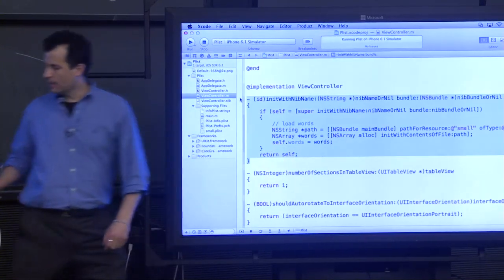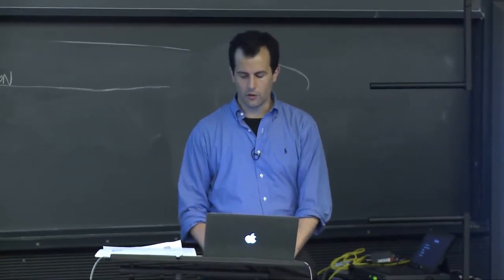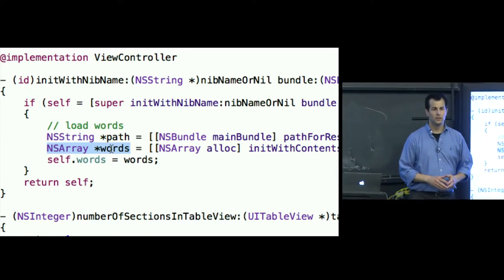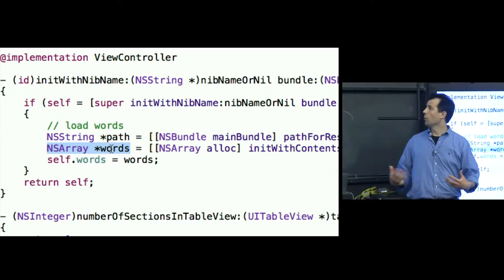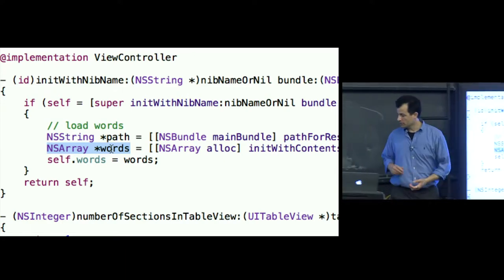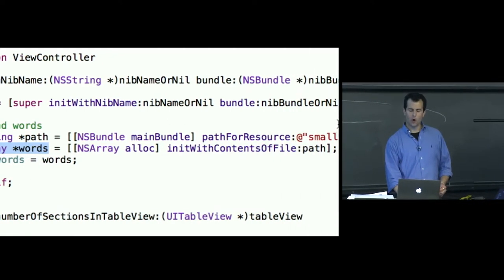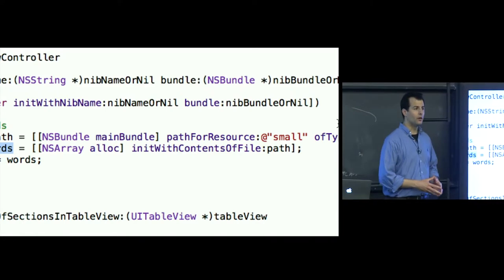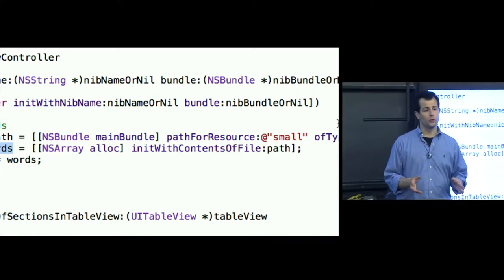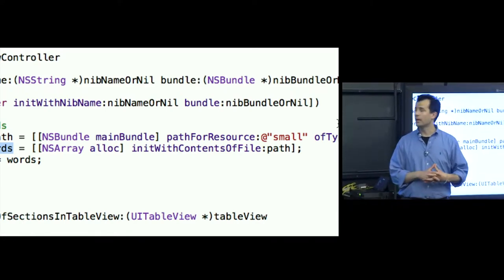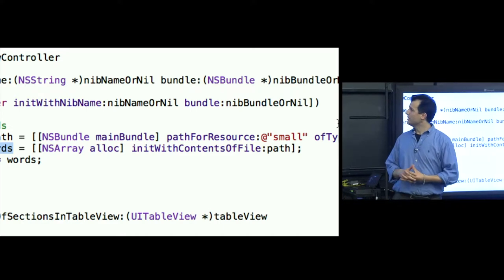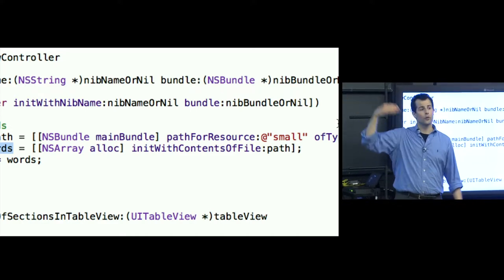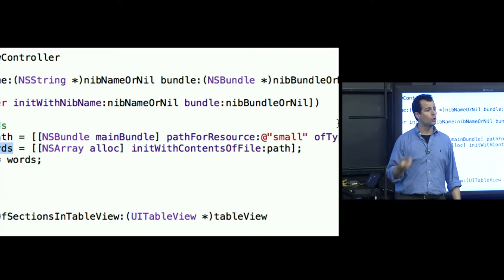Then I'm doing this. On the left-hand side, what's going on here in this highlighted portion? Good. I'm creating a pointer to an NSArray object. And on the right-hand side, I'm calling NSArray alloc initWithContentsOfFile. So there's a bunch of different ways to do this. I have chosen to use NSArray's alloc method and then the init method called initWithContentsOfFile. And it turns out that if I read the documentation for that method, it just knows how to load that information into the array.